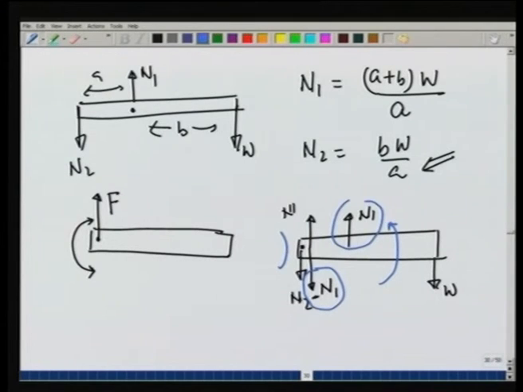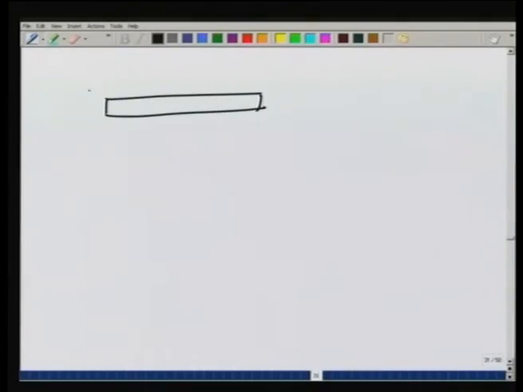So, this gives a couple at this point in this direction, and this force n 1 and n 2 added together give me a force. So, this whole thing is equivalent to a couple, a moment torque here, and a force n 1 minus n 2 here, which obviously is going to be equal to w. So, what we say for a built in support system is that this is capable of giving a torque and a force at this point.